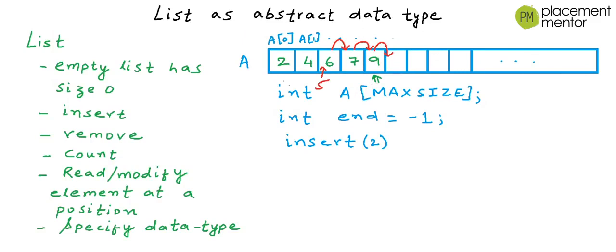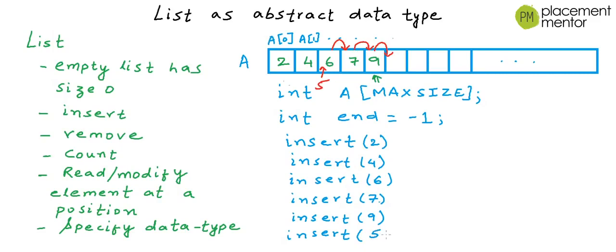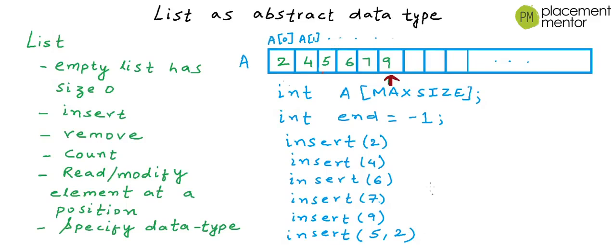Okay, I just inserted some elements into the list. Let me also write the function calls for these. Let's say we went in this order. We inserted 2, then we inserted 4, and then in the end we are inserting 5, and we will also give the position at which we want to insert. So this insert with 2 arguments would be the call to insert an element at a particular position. After all these insertions, this is what the list will look like. This arrow here marks the end of the list in the array.